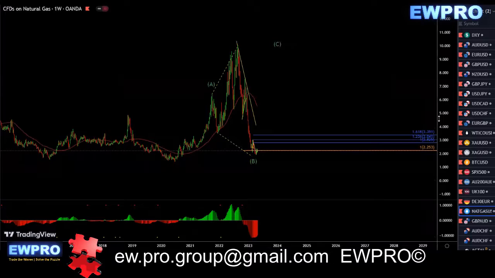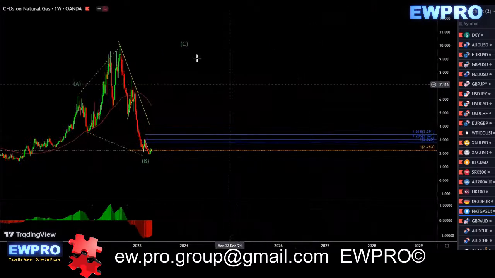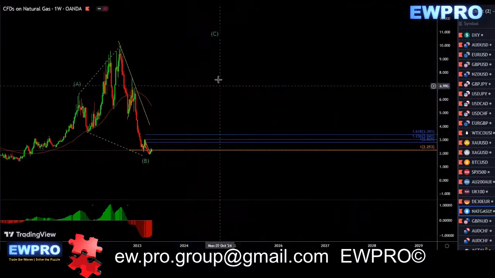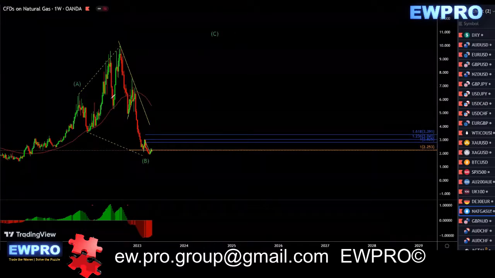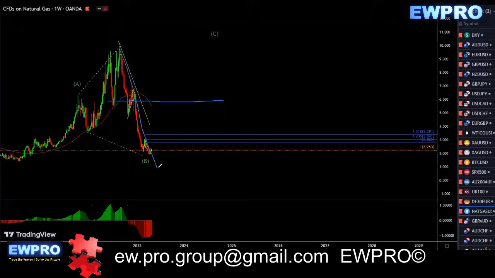If we look at the weekly chart here, I'd be expecting at least a 50 fib retrace after this wave here is over. I'd be looking for a 50 fib retrace at least, and possibly even go and break this top.